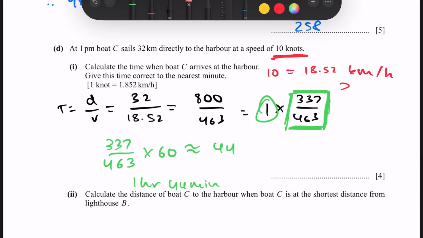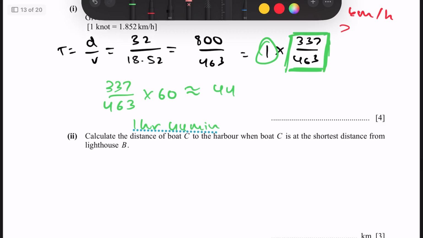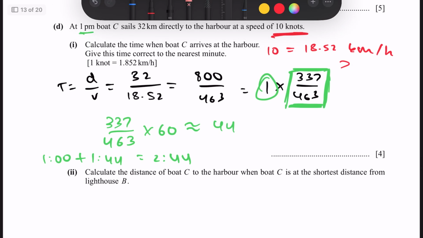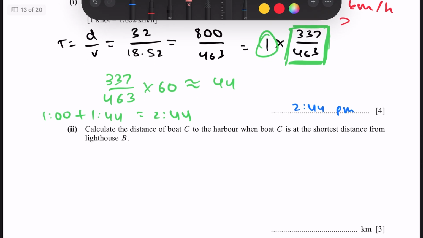Now this plus when it leaves at 1 p.m., this means that 1 p.m. plus 1 hour 44 minutes is equal to 2:44, and this is when the boat reaches the harbor. So 2:44 p.m. Let's specify p.m. because if you're going to use 12-hour format, we'd have to include p.m. or a.m. to show the time of day.